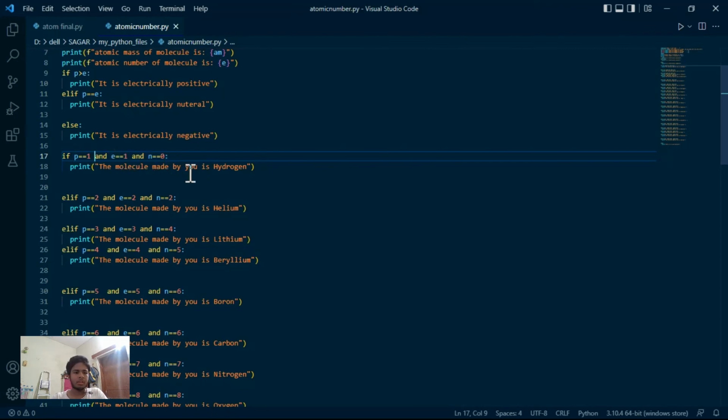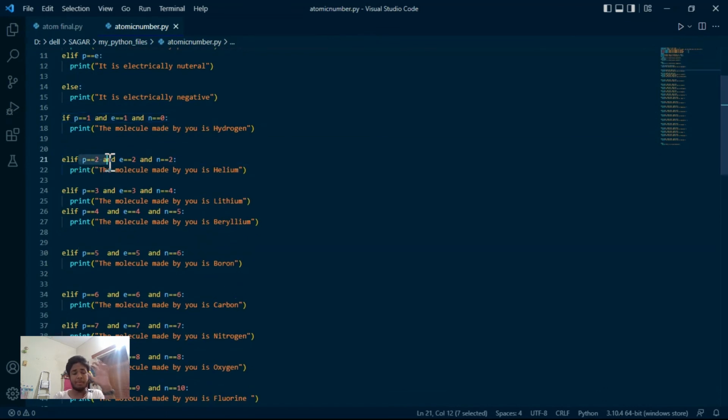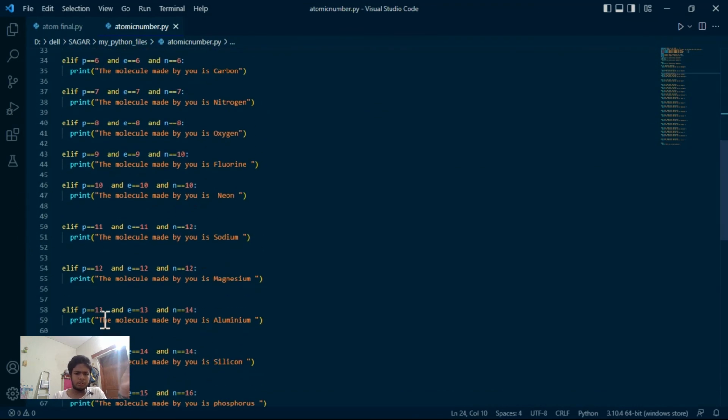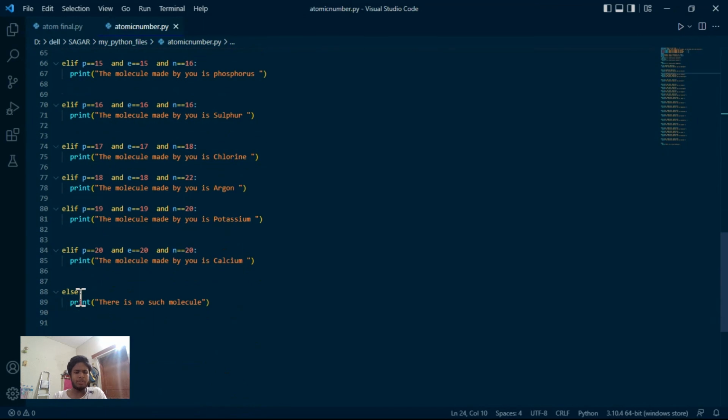Here I have written that in an atom, if proton is 1, electron is 1, and neutron is 0, then the molecule is hydrogen. If proton is 2, electron is 2, and neutron is 2, then the molecule made by you is helium. And if the proton is 3, it goes on like this. If it is any other molecule, then I've written that there is no such molecule. I have just written till 20. There are many more.